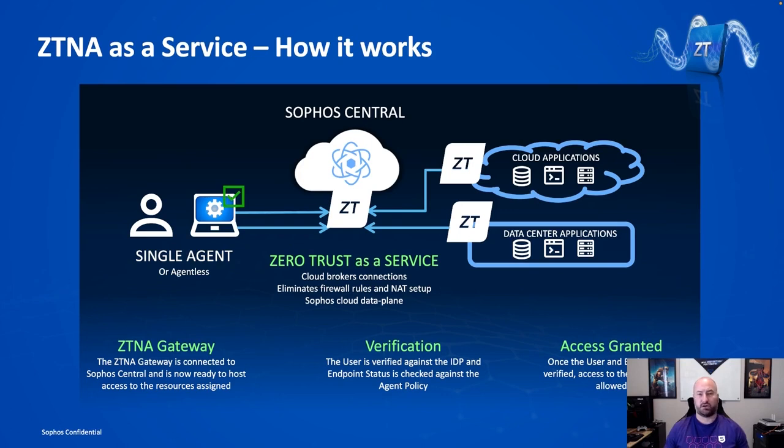There is no need on the endpoint side, the ZTNA gateway side, to set up anything on the firewall. You do not need to set up any inbound rules for that. Everything is going to connect back to the cloud broker in Sophos Central. The endpoint is going to connect to the cloud broker, and it's going to transfer the information through Sophos Central.